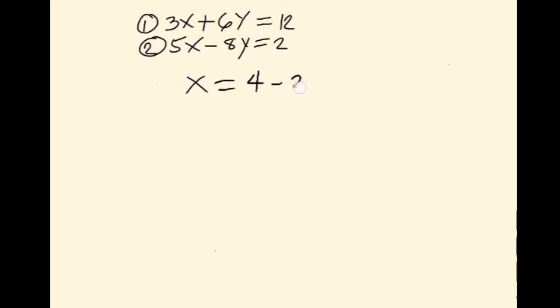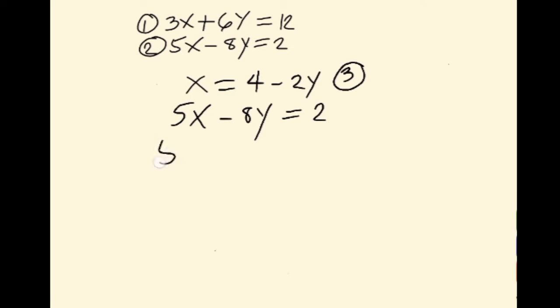Okay, so we now have our third equation, which is derived from equation 1. x equals 4 minus 2y. Now we can use this value of x, although it's not a constant value yet. We will be substituting this value of x into equation number 2. In equation number 2, it is 5x minus 8y equals 2. So substitute the value of x in this equation. We will have 5 multiplied by whatever is the value of x in equation 3, which is 4 minus 2y.